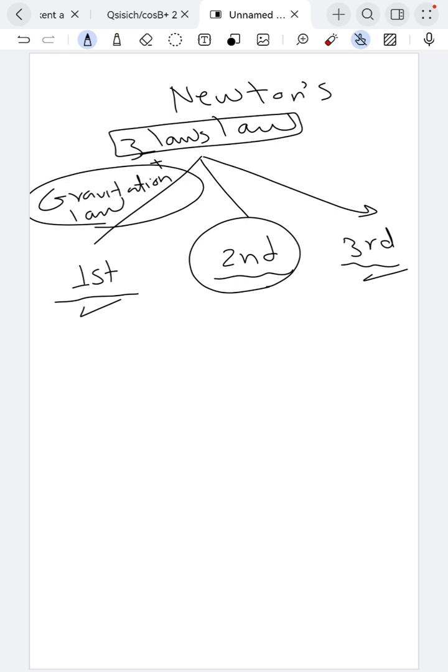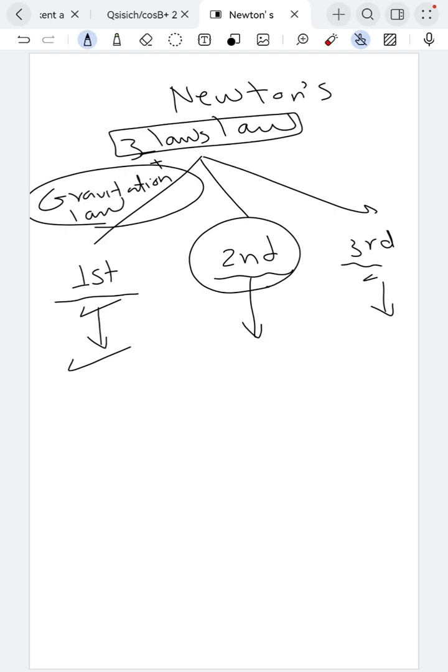So the first law says if an object is at rest, it will remain at rest. If an object is in motion, it will continue in motion with the same velocity unless it's affected by an external force. This is for the first one. What about the third? The third Newton's law says for every action there is a reaction equal in magnitude and opposite in direction. This is for the third Newton's law.